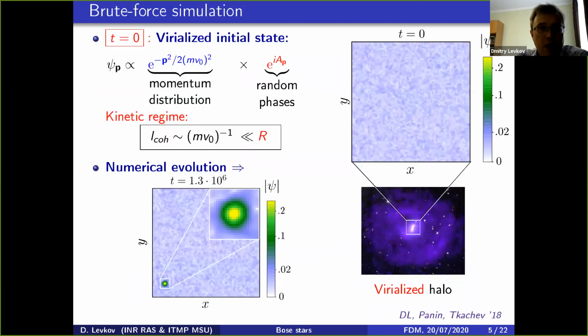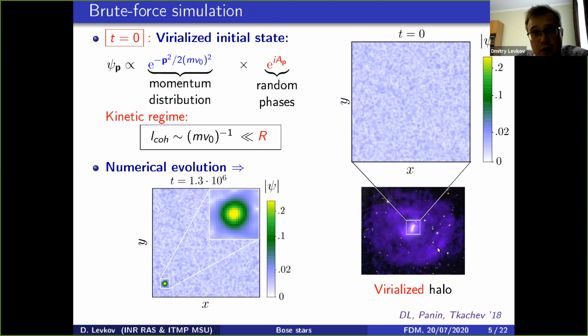So these are Bose stars, and we want to consider their formation inside virialized halos. This is the brute force simulation which we performed in 2018.